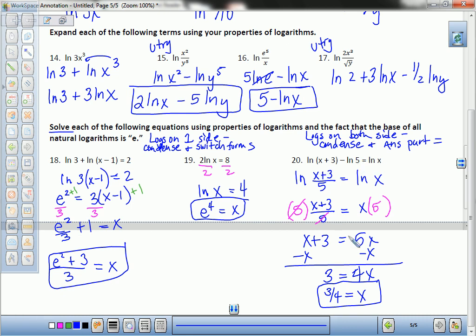We always should go back and just kind of glance at our answer and make sure that if we plugged it in, we would still have a logarithm that is defined. So that answer part must be positive. All right, questions? No? Okay, awesome.